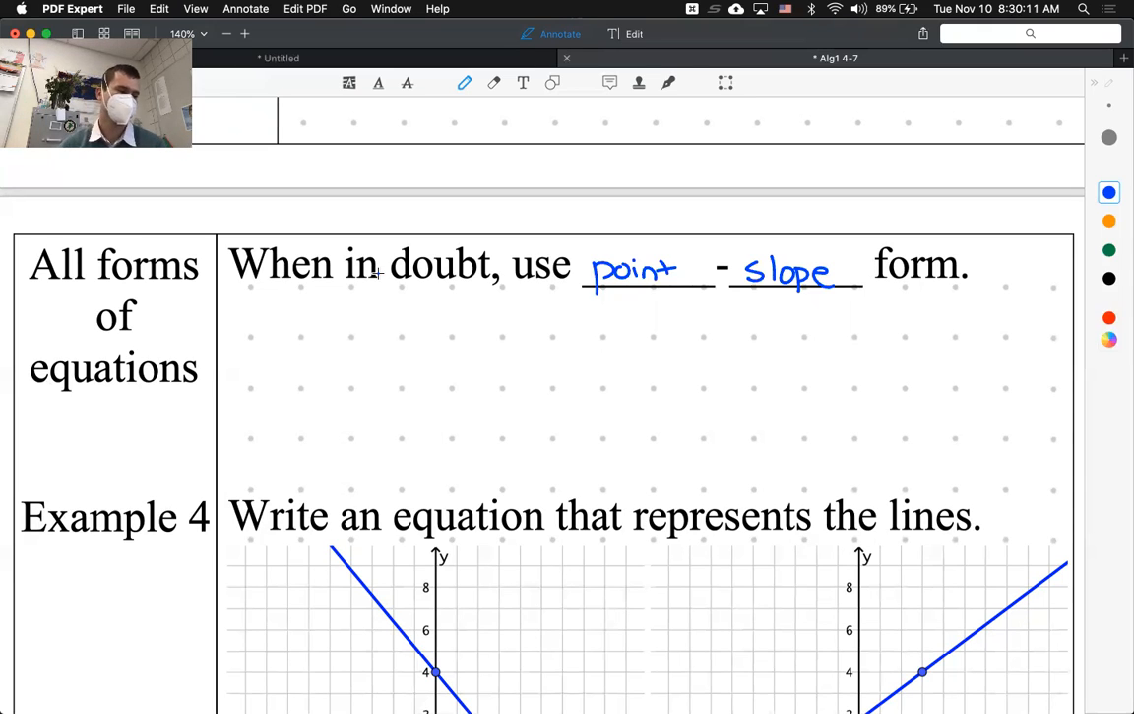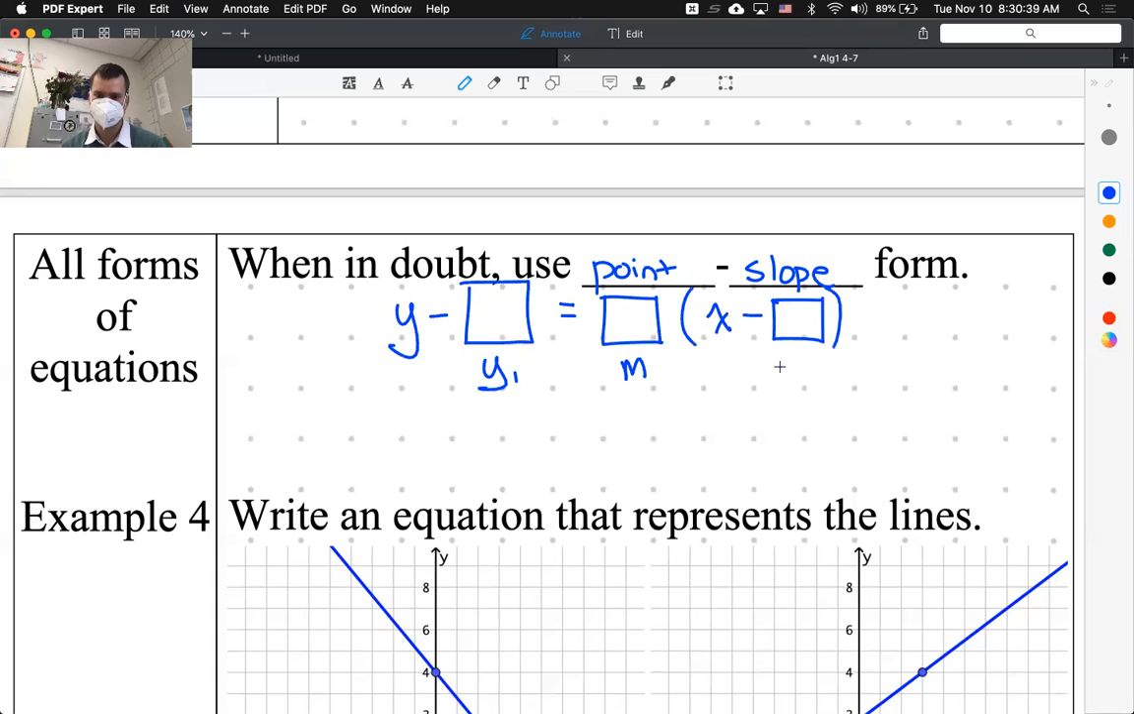Jose? Kind of. Do you remember the general equation for it? Y minus something something? Okay. So in general, it's y minus some number, which is going to be the y coordinate. I'll call it y1, is equal to the slope. So a number here is slope times x minus the x coordinate. So I'll call that x1.